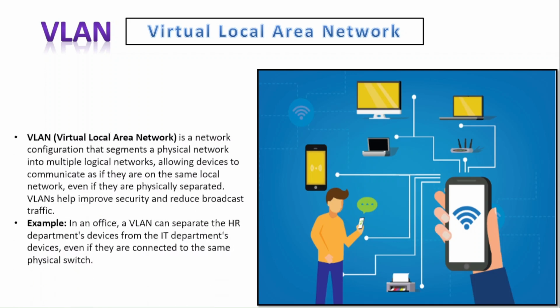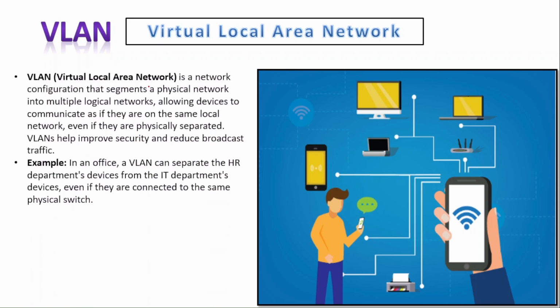VLAN, that is Virtual Local Area Network. So VLAN is a network configuration that segments a physical network into multiple logical networks, allowing devices to communicate as if they are on the same local network even if they are physically separated. VLANs help improve security and reduce broadcast traffic. Example, in an office, a VLAN can separate the HR department's devices from the IT department's devices even if they are connected to the same physical switch.